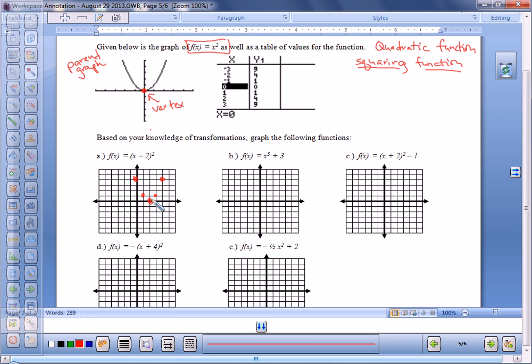I am not very good at this on the Moby, I'll go ahead and tell you. So my parabolas are not going to look as good as yours.